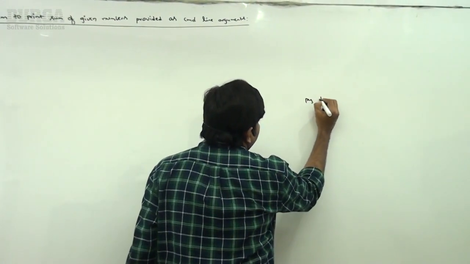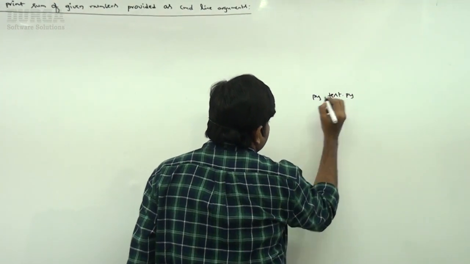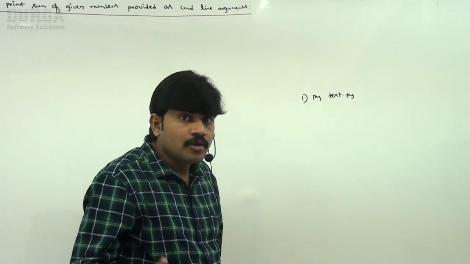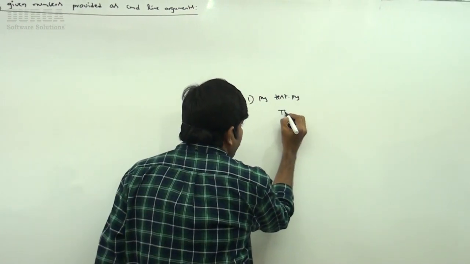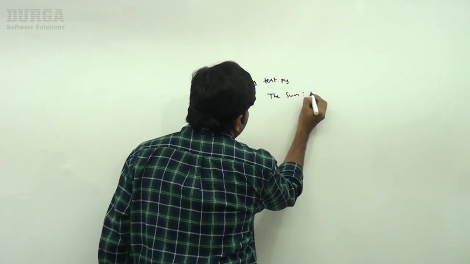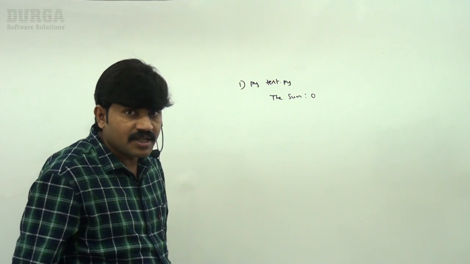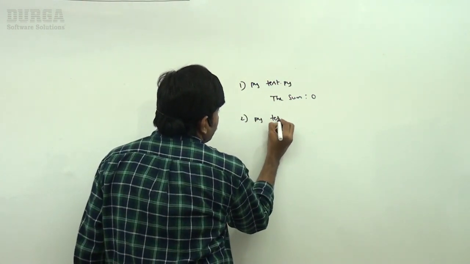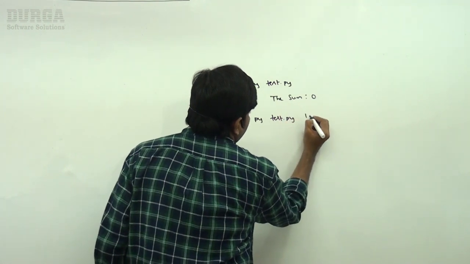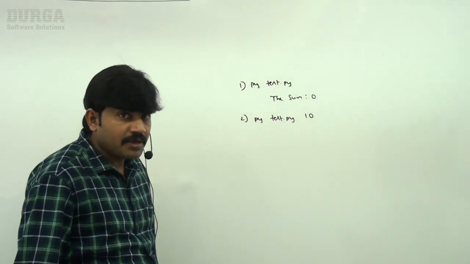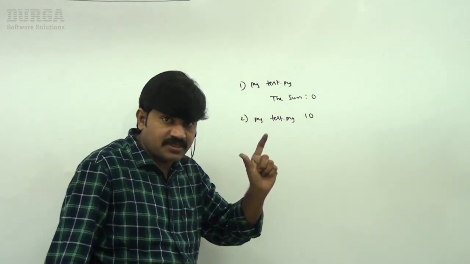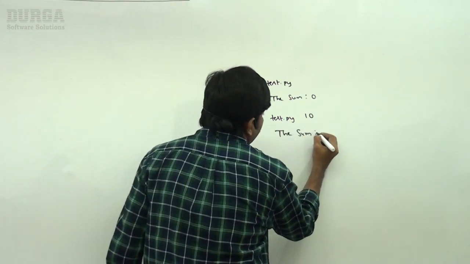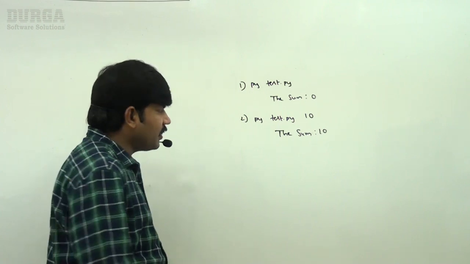Suppose py test.py, and I am not passing any command line argument. Then what is my expected output? The sum is 0, because you are not passing any argument, right? Suppose py test.py and I am taking 10. Sir, how many command line arguments am I passing? Only 10, explicitly 10. Then what answer do I have to get? The sum is 10.